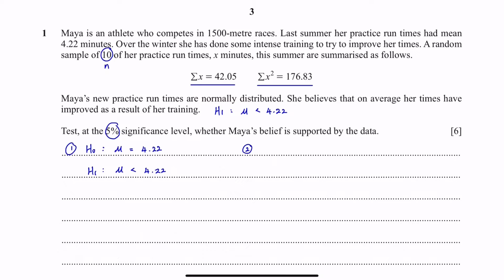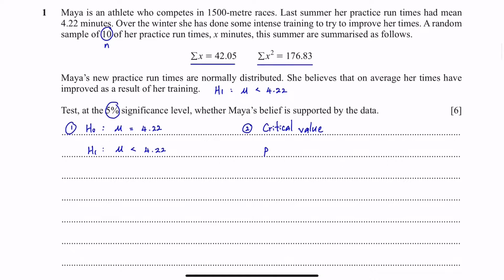Second step, we need to find the critical value. So we have p equals 0.95 because it's a 5% significance level, one-sided. So we have 0.95 as our p, and v would be the number of samples, 10 minus 1. So the degree of freedom will be 9.